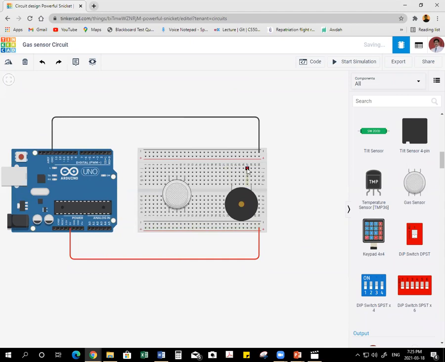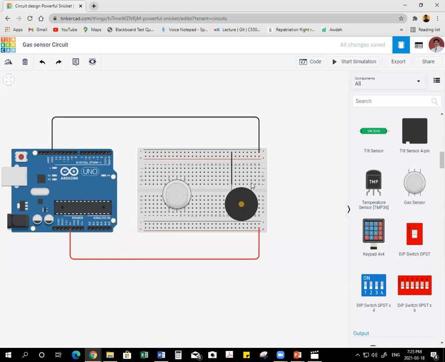Next. This negative of the buzzer I'll give to here. This is negative, black. Now positive. You can give 5 volts to the buzzer positive, but what is the problem? If we give directly to 5 volts, it will be active all the time. It will give the sound every time and will not stop because we are activating it with 5 volts. But our aim is that only when gas is detected, it has to give a sound.